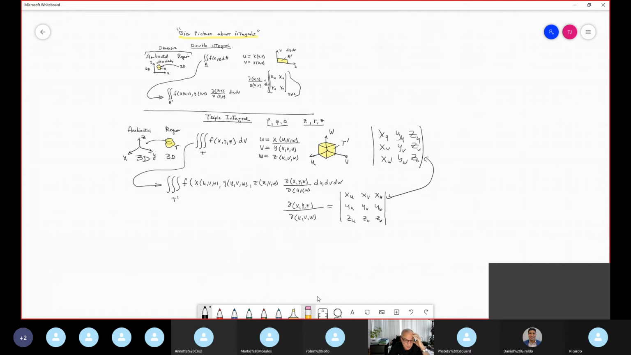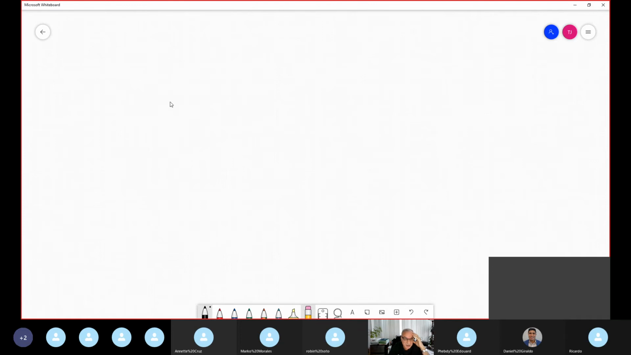So let's move on now to the line integral. And you see everything is similar. Of course, the line integral.